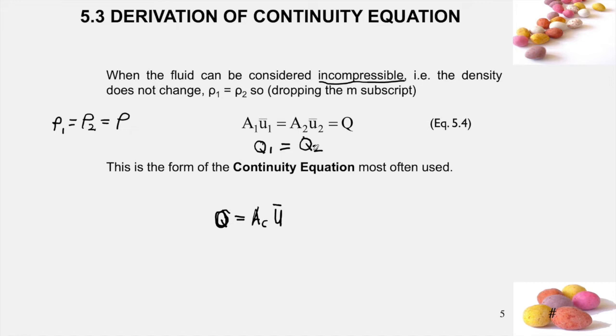So the continuity equation says the mass flow rate in is equivalent to the mass flow rate out. Because the density is constant, or more precisely, because the fluid flow in the pipe is incompressible flow, the density is constant. We can cancel out density. Then the equation becomes A1 U bar 1 equal to A2 U bar 2. So this is the continuity equation.